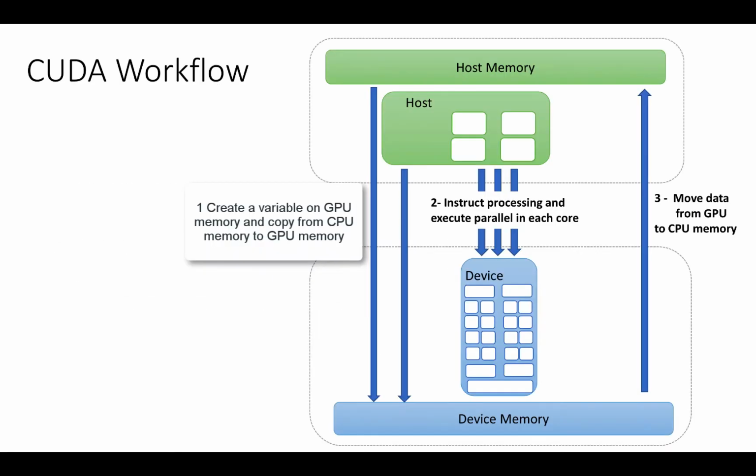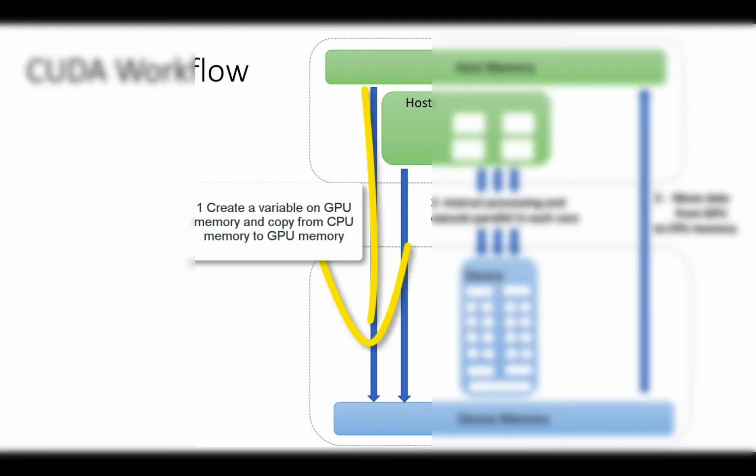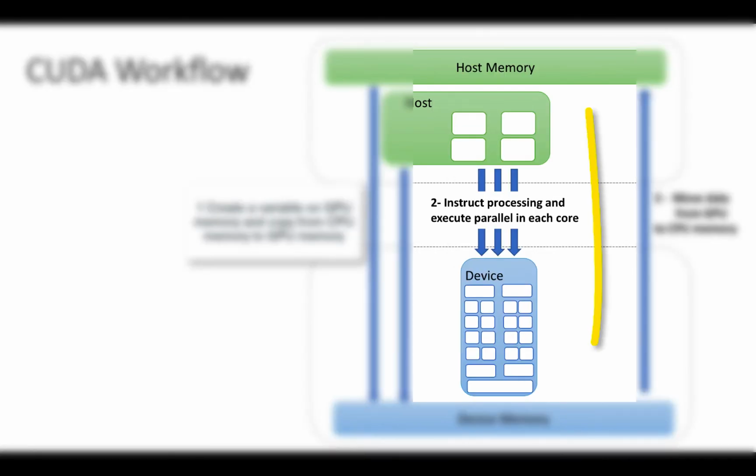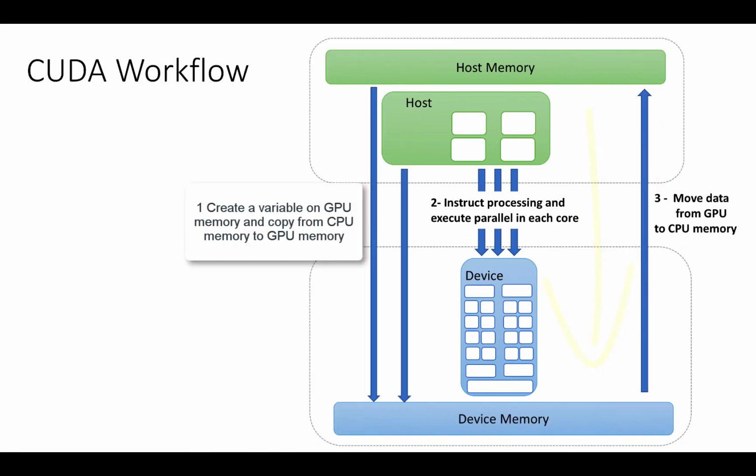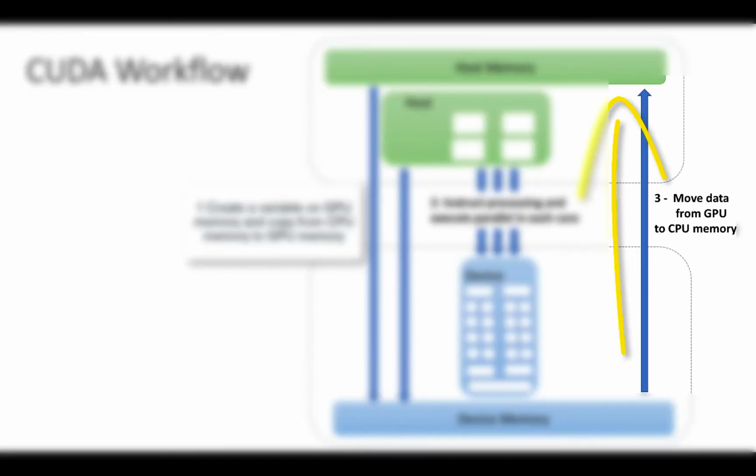When developing a new application or when porting an application from CPU to GPU system, it is convenient to follow the CUDA workflow. The CUDA workflow is the series of steps we need to do during the application development. The first step is for the CPU to allocate memory on the GPU and move the input data from the CPU to the GPU memory. The second step is for the CPU to instruct the GPU to execute code in parallel. The third and last step is to move back the results of the computation from the GPU to the CPU.